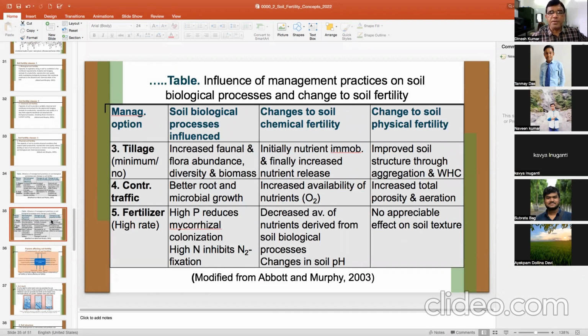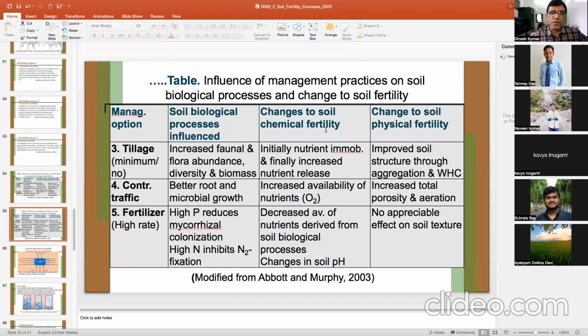If you go for minimum tillage or no tillage, what will happen to the three properties or three kinds of fertility? If you have minimum tillage, people reported that there is an increase in fauna and flora in the soil and their diversity and their biomass. So it is good for the soil biological processes.